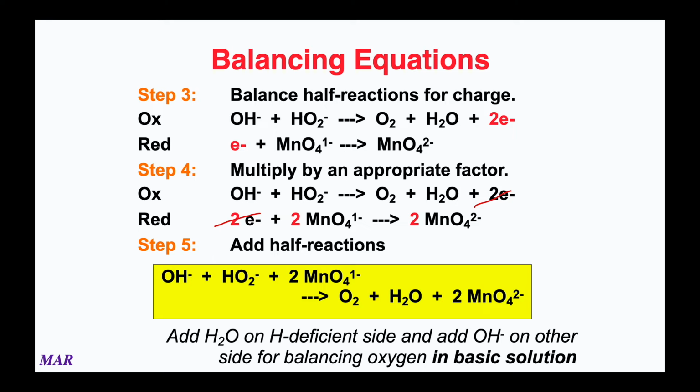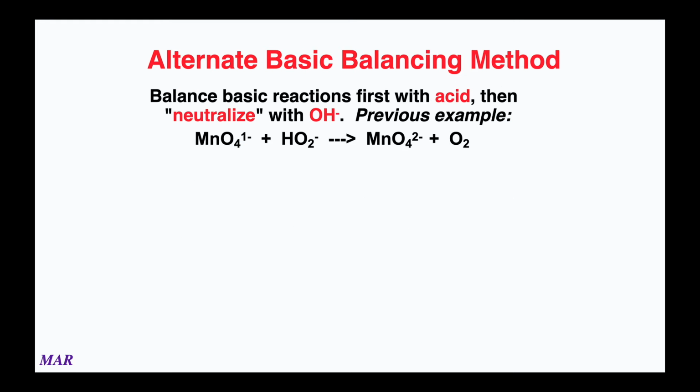Now, if this method works for you, that's awesome. But on the other hand, if it doesn't work, hang tight. I'm going to show you Michael's method. The alternate basic balancing method, which I'm going to arrogantly call Michael's method, which is not really mine. I saw it from somewhere, someplace. But anyway, what you want to do in this alternate method is you're going to use acid first and then neutralize with base.